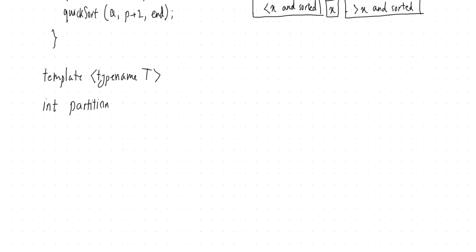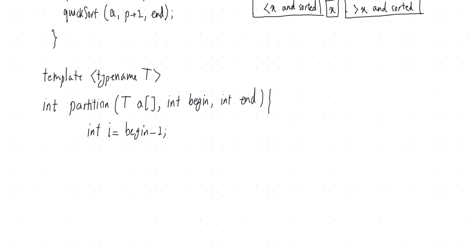And the parameters are the array of type T, call that A, and the two indices begin and end. Okay. Now, there will be an index called I, which is the index before begin, so begin minus 1.